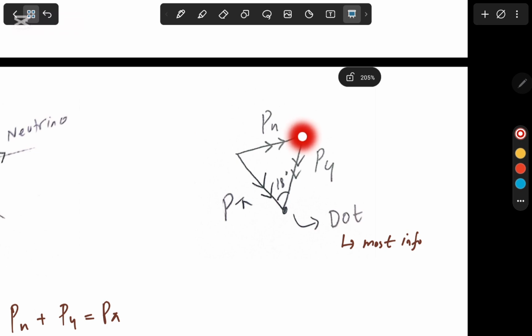Let's say you put the dot here. We don't know the angle, and that's going to be a bit difficult. We do know these two sides. We know all the sides actually, but we gotta go where the most information is at, and that's here because we know the angle. All right.